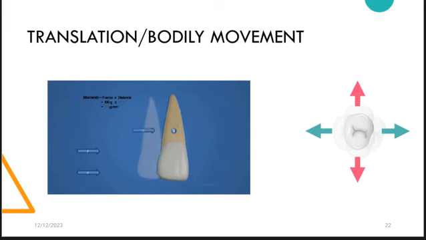As I already mentioned, it occurs when the CRot is located at infinity. So every point on the tooth moves in a parallel line in the direction of the force. So there is no circular path taken by the tooth. So this CRot is at infinity. Translation results in bodily displacement. So this can be used when we are retracting the teeth.